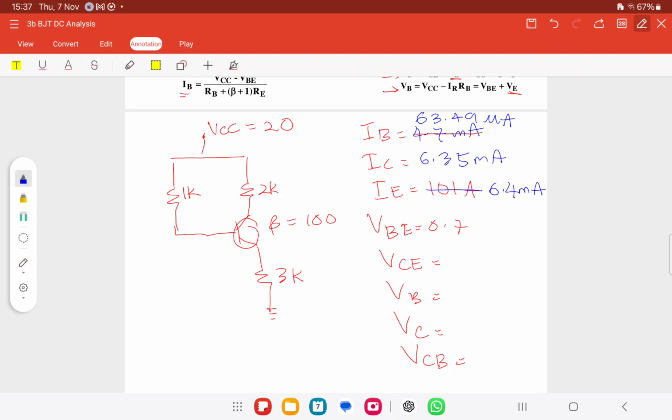Yang mana tu? VCE negatif. Dah pelik tu negatif, tak apa. Okay, lagi? VC berapa? Okay. VB. 0 point? VBE 0.7.